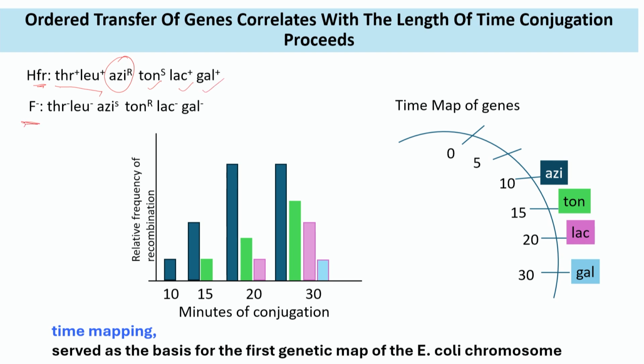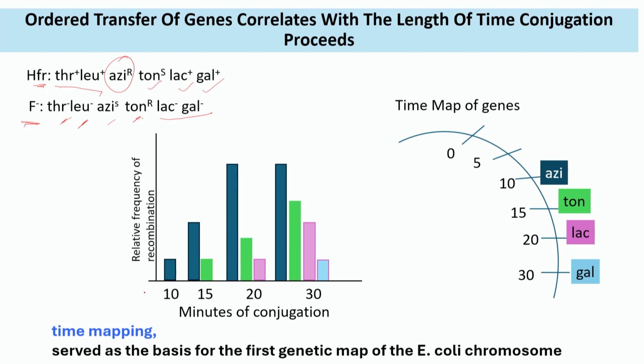Whereas the recipient is F minus. It is threonine negative, leucine negative, and it is sensitive to azithromycin. It is resistant to TON, just the opposite of what you see in the Hfr strain. It is LAC minus and GAL minus. So now when you have two bacteria with different sets of alleles for the same genes, we can see what gets transferred and what was still in the process of transferring.